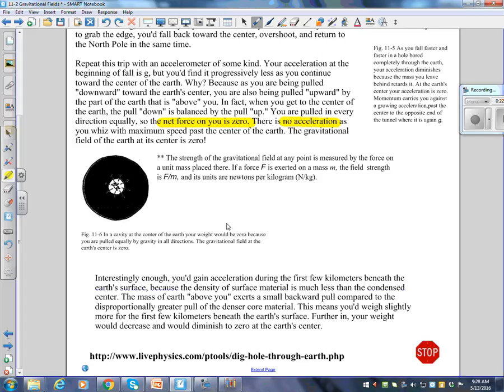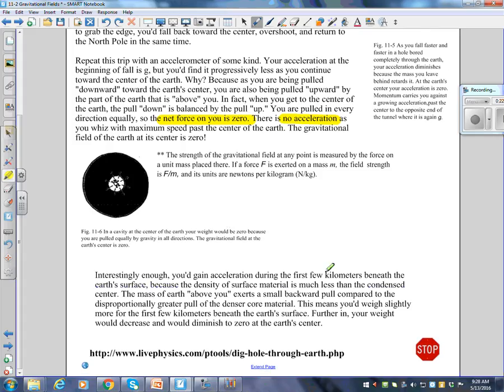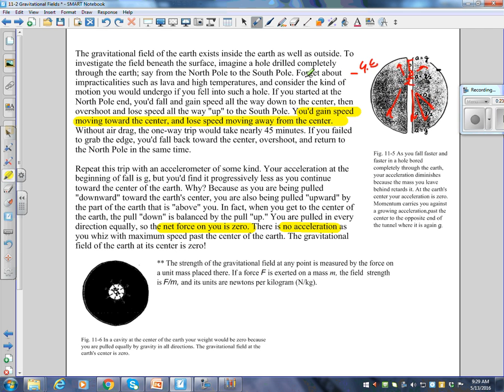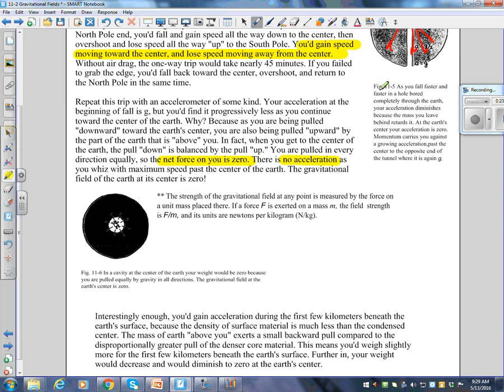Interestingly enough, you would gain acceleration through the first few kilometers beneath the Earth's surface because the density of surface material is much less than the condensed center. The mass of the Earth above you exerts a small backward pull compared to the disproportionately greater pull of the denser core material, right? This idea is based on constant density of the Earth, right? But it is actually different densities.